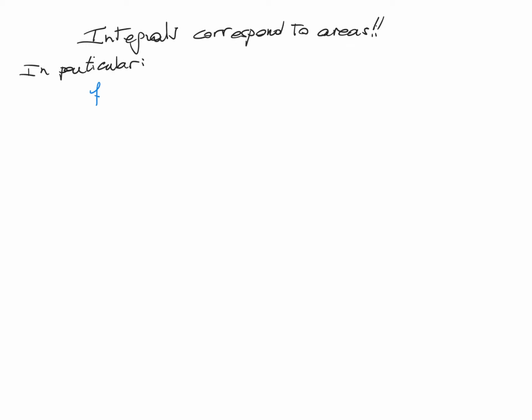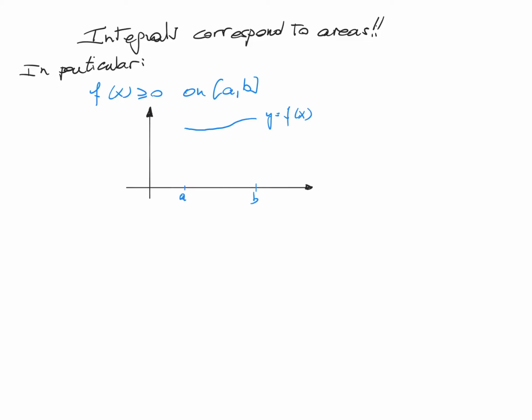Suppose that we have a function f of x which is completely positive on the interval a b. If we then make a sketch of such a function, we get the following. So we have a function y equal to f of x. This function is completely positive between a and b, and then we can show that the area below the curve, so the area below the function f of x and between a and b, this area A is equal to the integral. So the integral of f of x dx between a and b is equal to the area A.